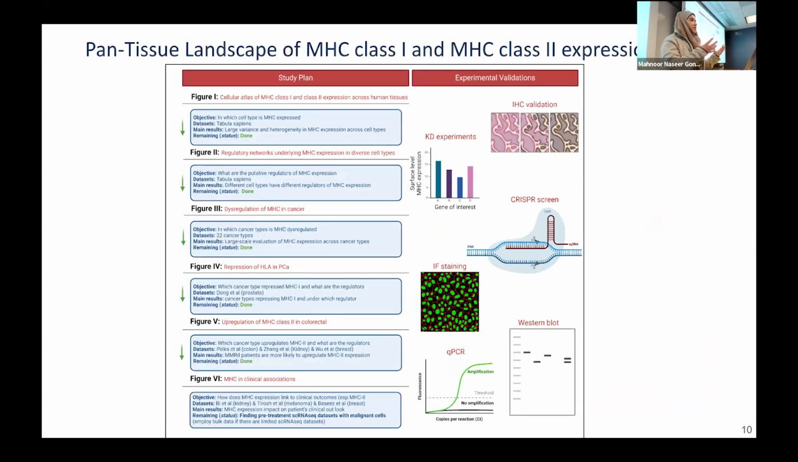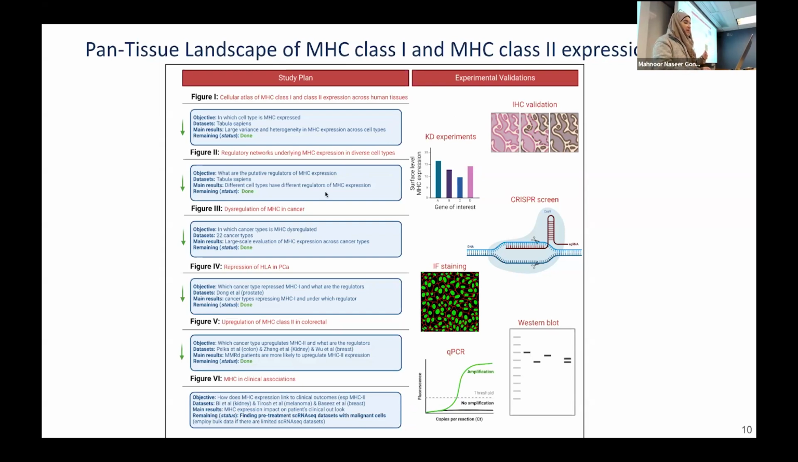So the first step of our study is just to see in which epithelial cell type MHC class 1 and class 2 are expressed, and what's the level of their expression. The second part of our study is to understand the regulators. What are the differential regulators for MHC class 1 and class 2? Can we validate that in the wet lab using some form of CRISPR screens?